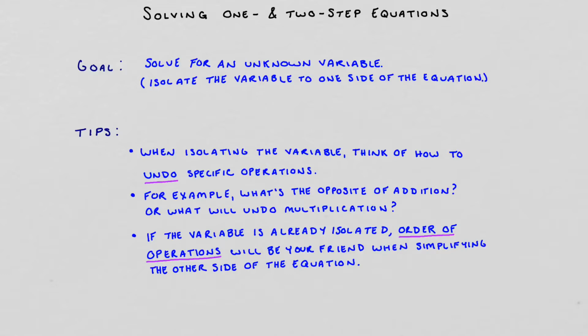Before we look at some examples, I wanted to share some tips. When isolating the variable, think of how to undo specific operations that are happening around that variable. For example, what's the opposite of addition? Or what will undo multiplication? If you are presented a problem where the variable is already isolated, simply refer to your order of operations to help you simplify the other side of the equation.